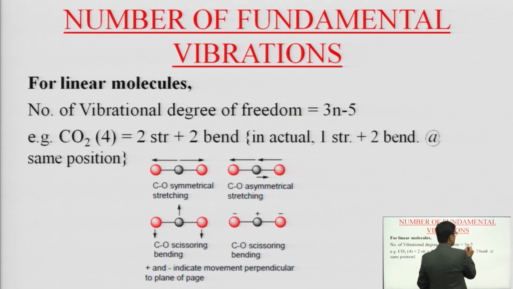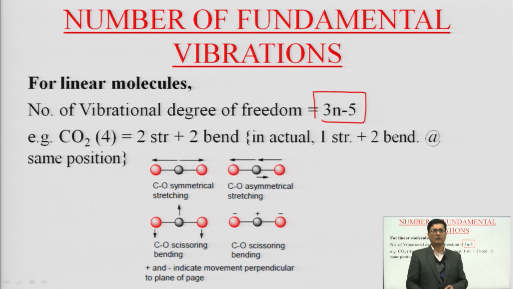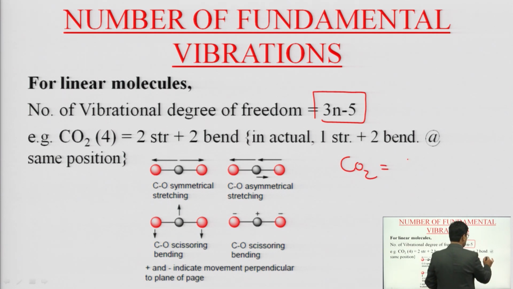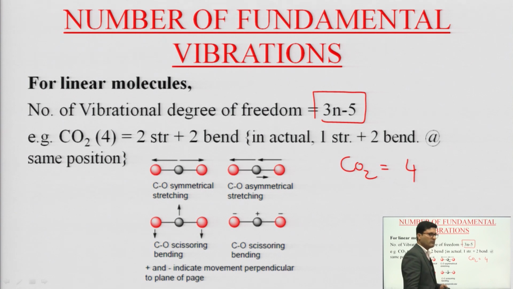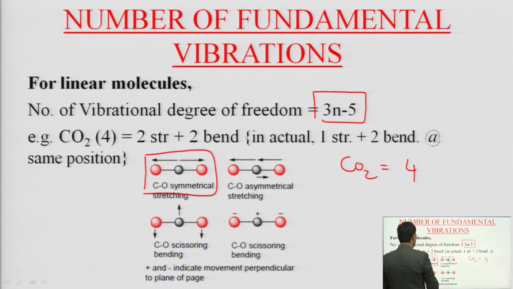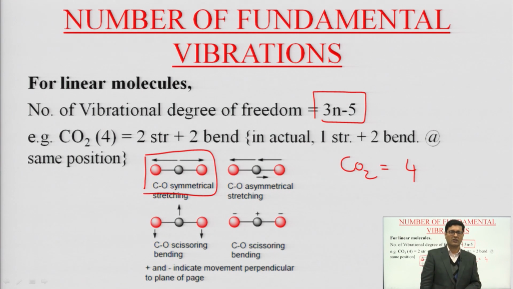So, it is generally represented by the equation 3n minus 5. For example, for CO2, we can expect 4 fundamental vibrations, 2 stretchings and 2 bendings. But unfortunately, the symmetrical stretching of carbon dioxide is generally not observed in IR spectroscopy because of the dipole moment restriction. But it is observed in Raman spectroscopy.